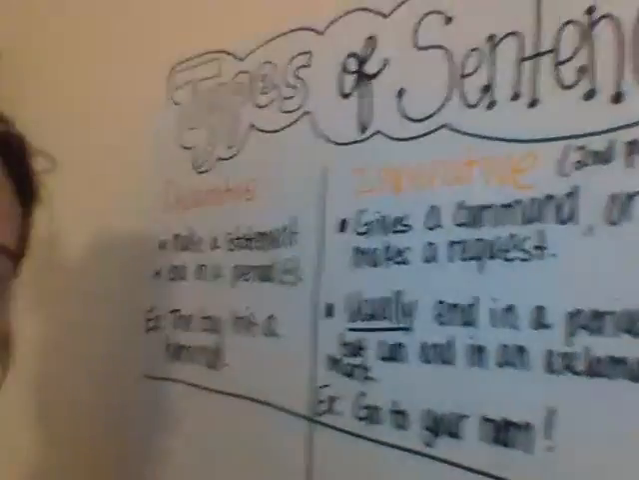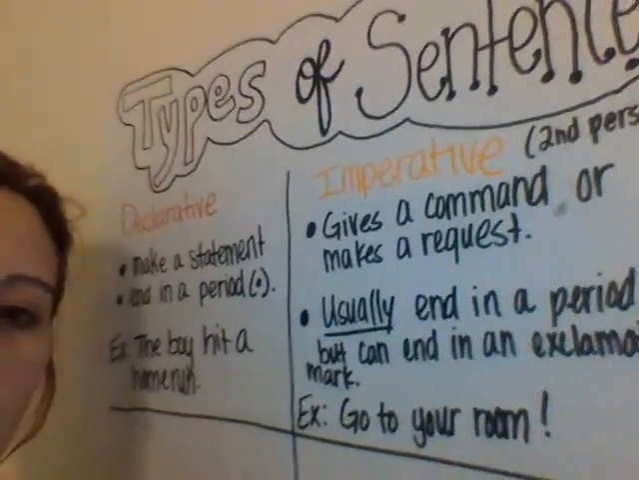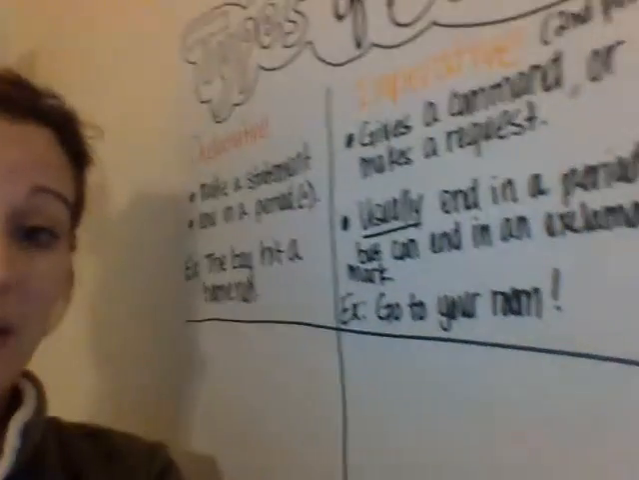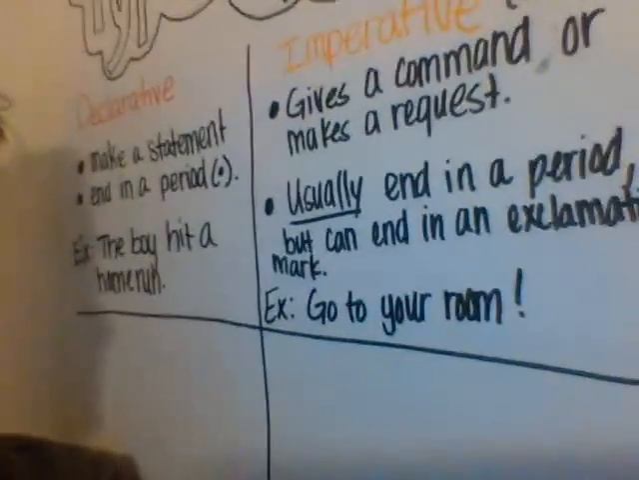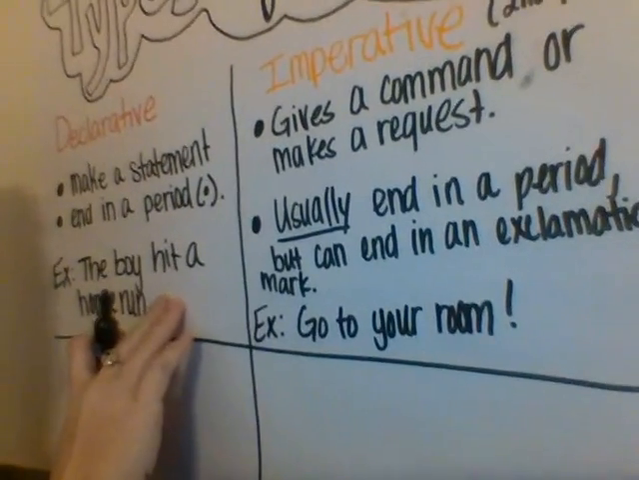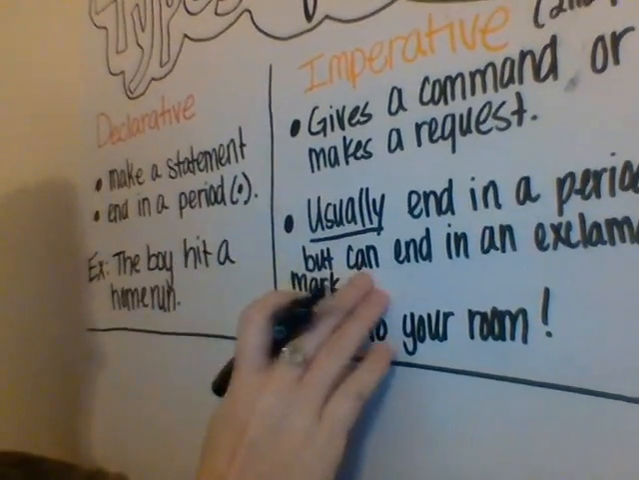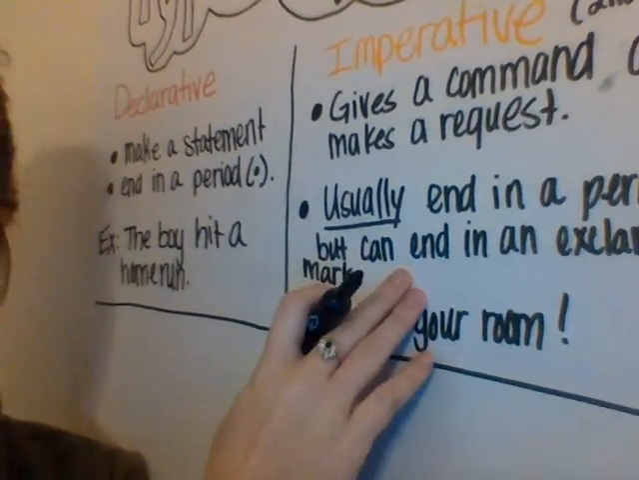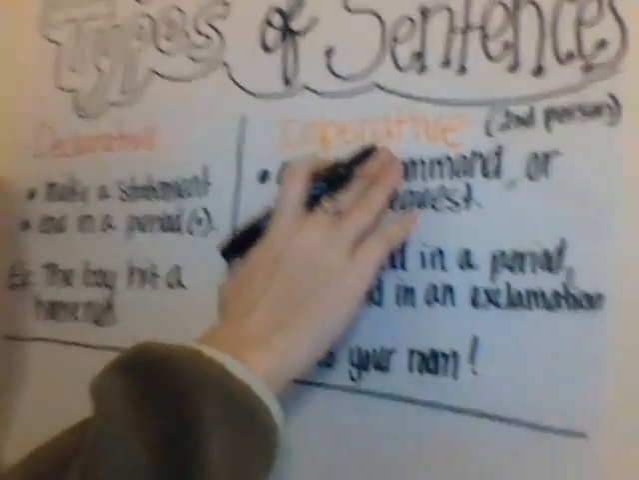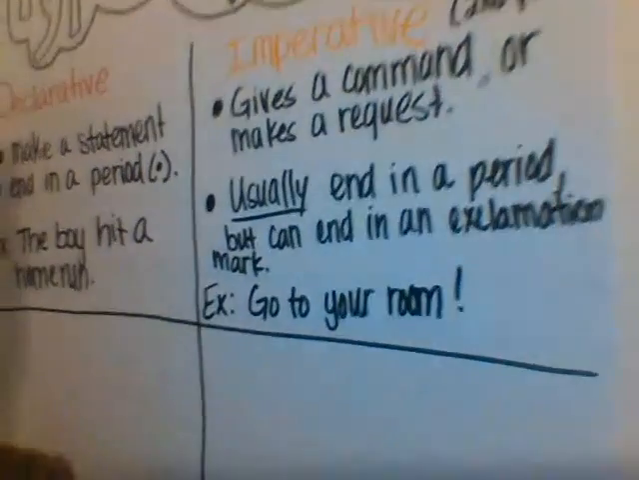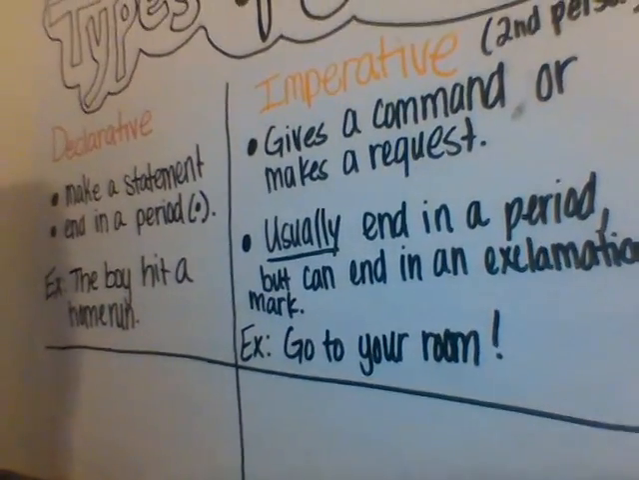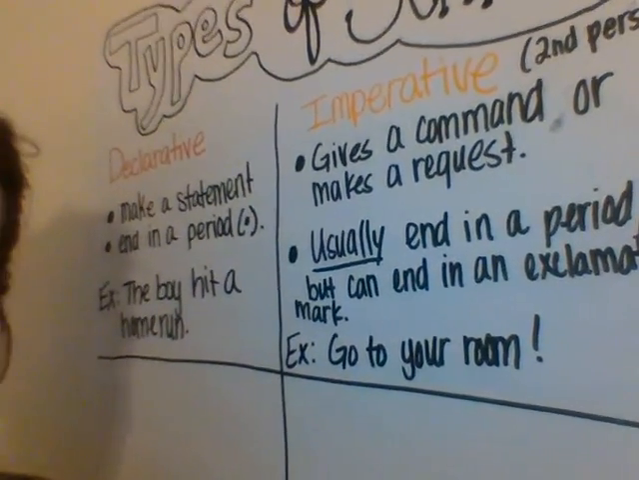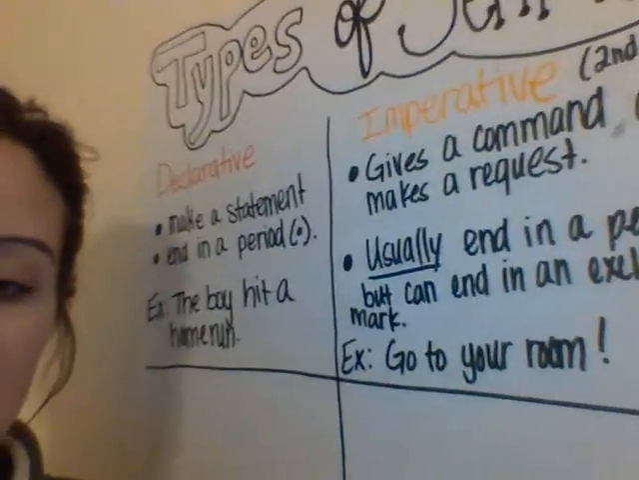All right, so these two, I put these two up top together because both of them a lot of times, and sometimes, end in a period. The difference is this one gives a statement, this one just gives a statement. This one's giving a command or making a request, which again, the biggest thing is knowing that if it's in second person, if it's speaking to the listener about the listener, it's an imperative. Declarative is going to be more of your third person sentences or first person sentences.